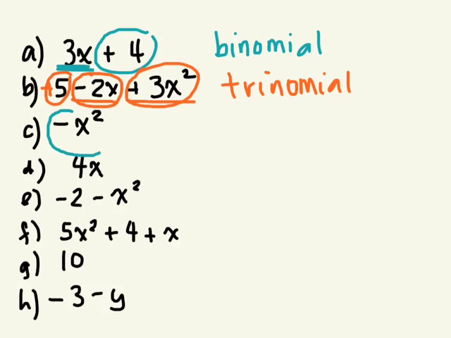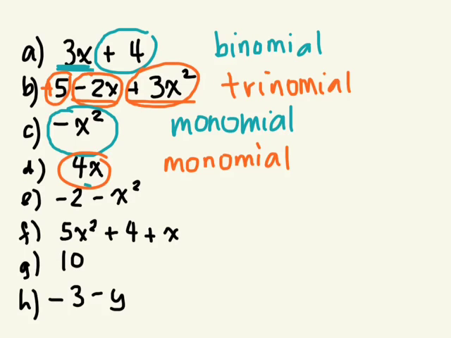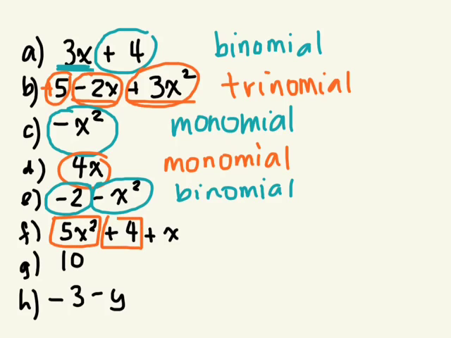Negative x squared. One term. There's only one term there, so it is a monomial. Good. D. It has 1, 2 terms, so it's a binomial. F, how many terms? 3, excellent. 1, 2, 3.